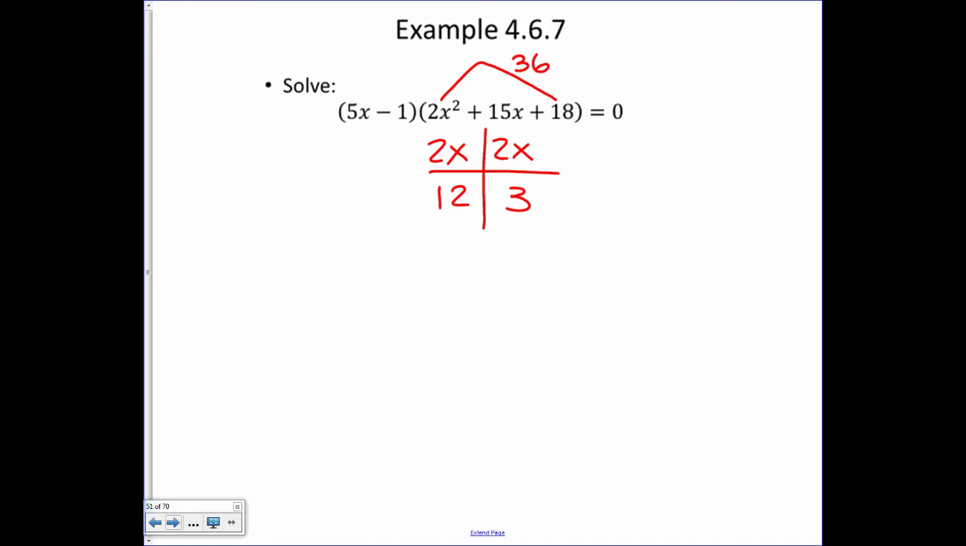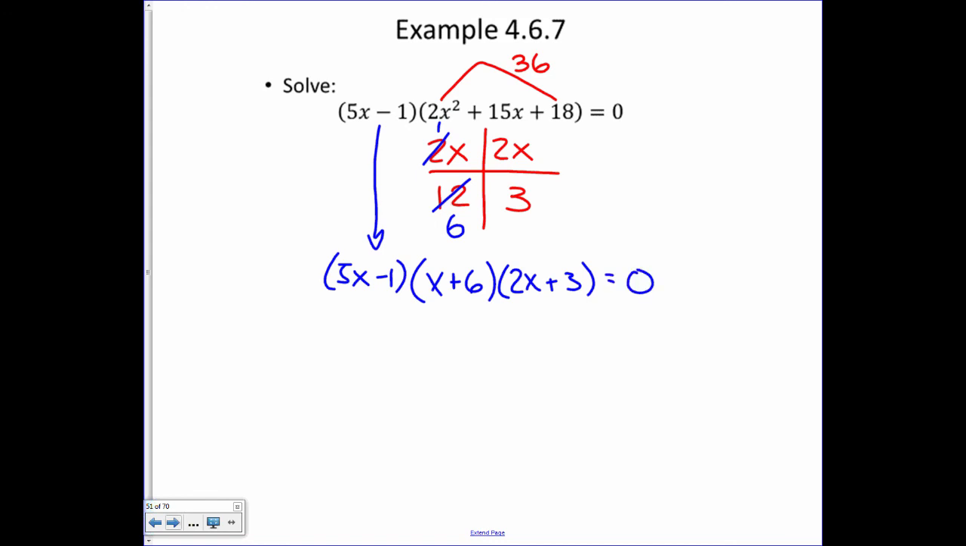We can then reduce each side like a fraction, 1 and 6. And so we get x plus 6 and 2x plus 3. And we've got to bring down that first factor, 5x minus 1. And now we can just take each piece and set it equal to 0 and solve.